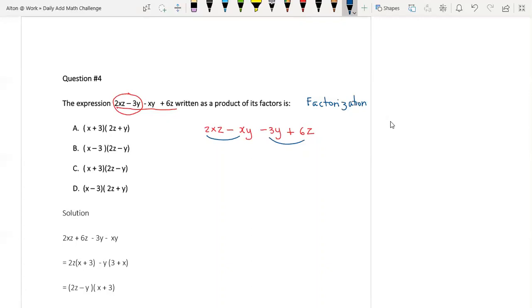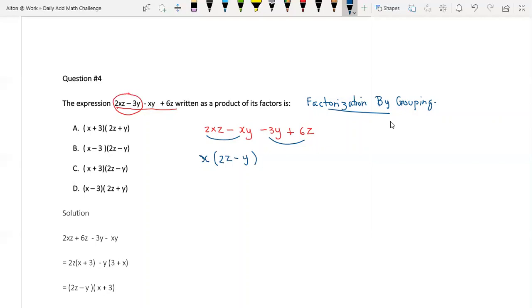This only works when you have four terms. And we do have four terms here. Factorization by grouping. So the common factor here is x. Let's take out x. And we're left with 2z minus y.